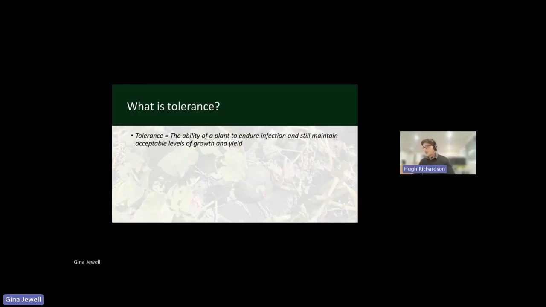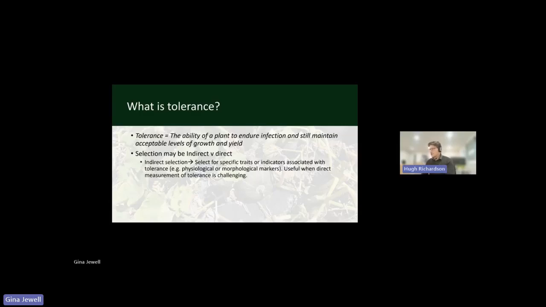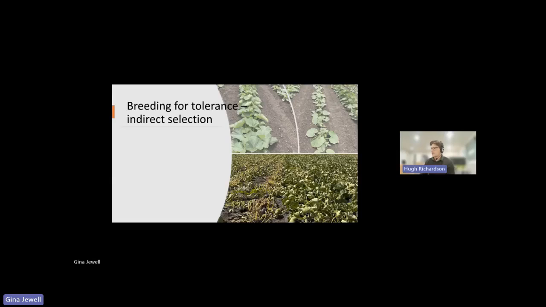So the second point is on tolerance. And with tolerance, it's, again, the ability to endure infection and maintain levels of growth and yield. So you can have indirect or direct approaches for this. An indirect approach is where you're looking at traits which are associated with tolerance. This is useful when direct measurement of tolerance is difficult. But also you've got direct selection. This is where you're screening genotypes that may demonstrate tolerance within the target environment. Next slide, please.